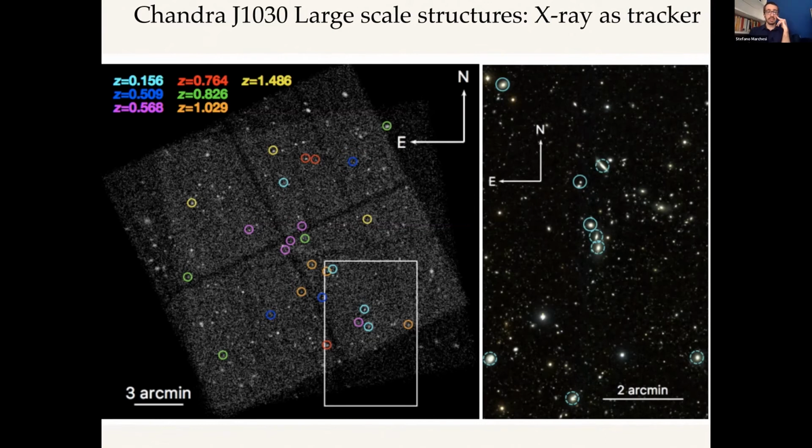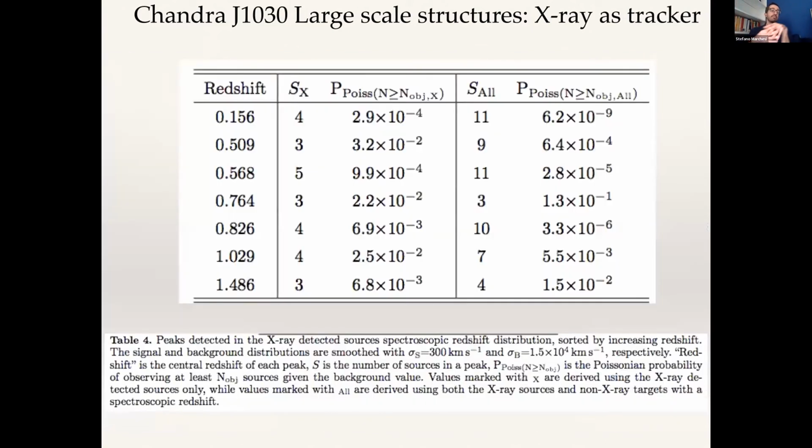This is a summary of the number of sources detected in each structure in the X-rays on the left and the overall sample on the right. We know that this is efficient because the density of X-ray sources is very small compared to the optical. So even detecting just a few sources, even 3 objects in some cases, is a good indication of the existence of a much more extended structure. This is a result that has been found in other deep fields, and it's confirmed indeed even in J1030.